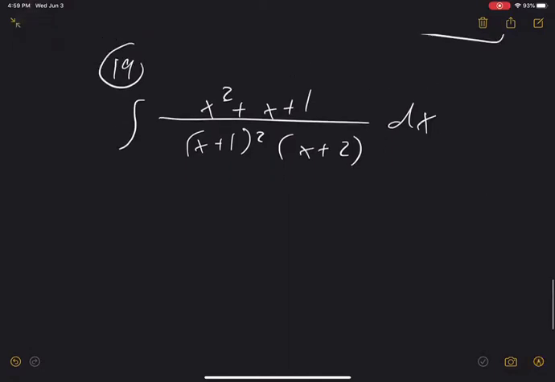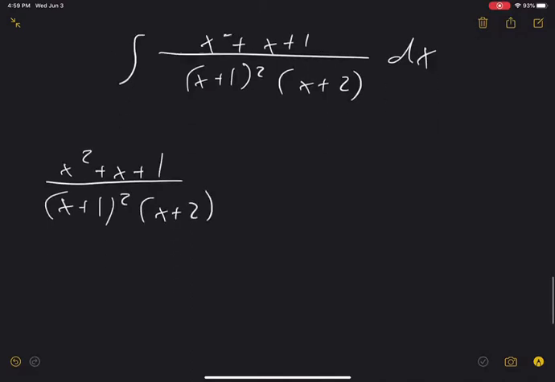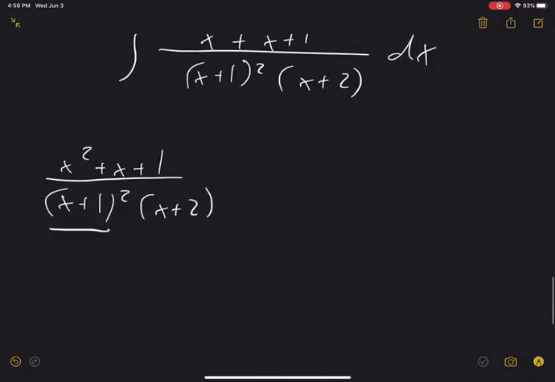And this problem is nice because it gives us the bottom already factored, right? So I don't need to factor the bottom. So now I just go straight to the problem of deciding which case this is. So let's consider this fraction here. I have x plus 1, that's a linear term, but it's squared. Okay, so I have repeated linear terms.